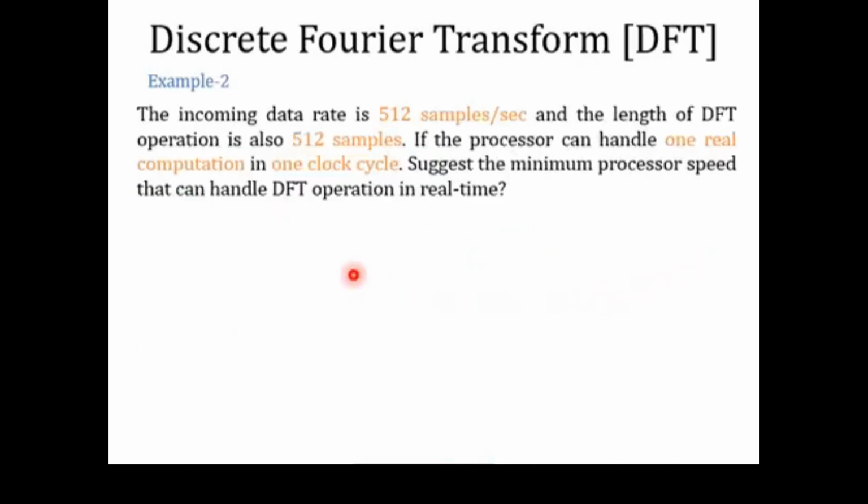Now let's come to the second numerical, which is a very interesting example. It says that the sampling rate is 512 samples per second and the length of DFT operation is also 512 samples. So this is Fs and this is capital N. Now if the processor can solve one real computation in one clock cycle, then calculate the minimum processor speed that can perform DFT operation in real time. Now, before solving this numerical, we will first discuss very briefly what is the meaning of clock cycle.